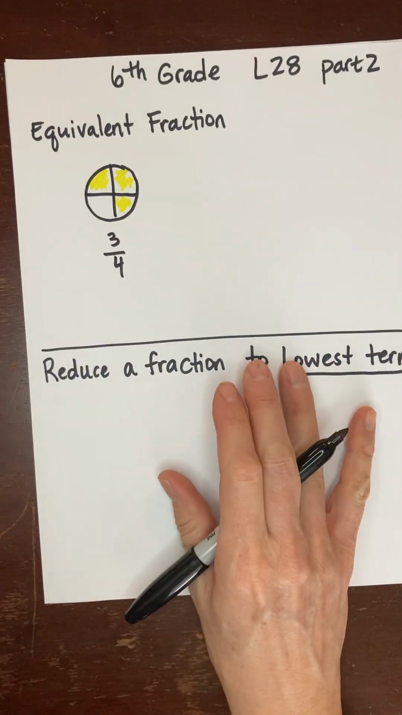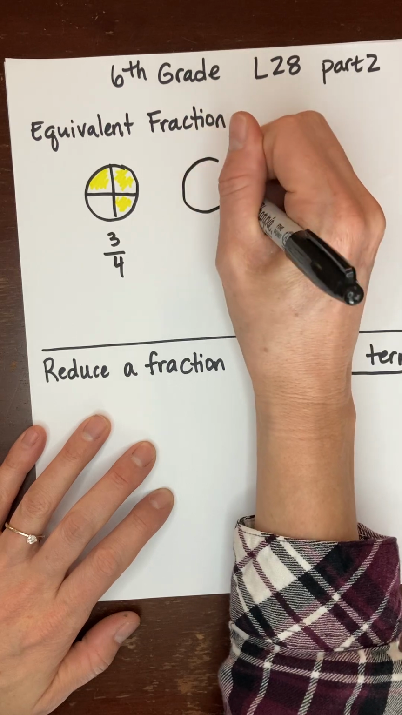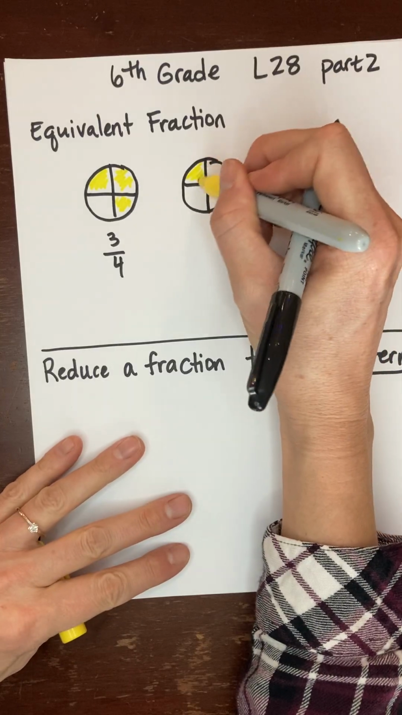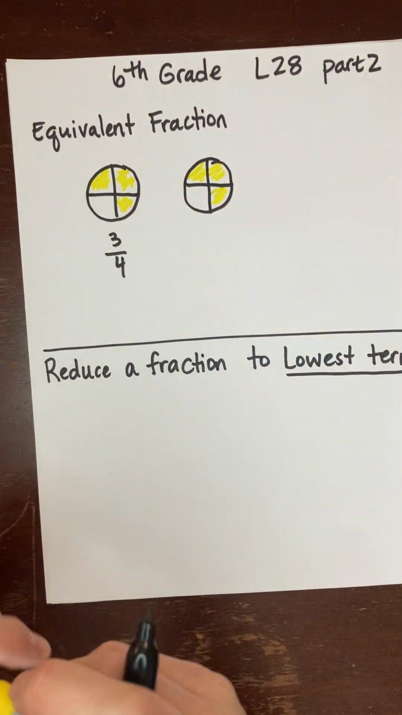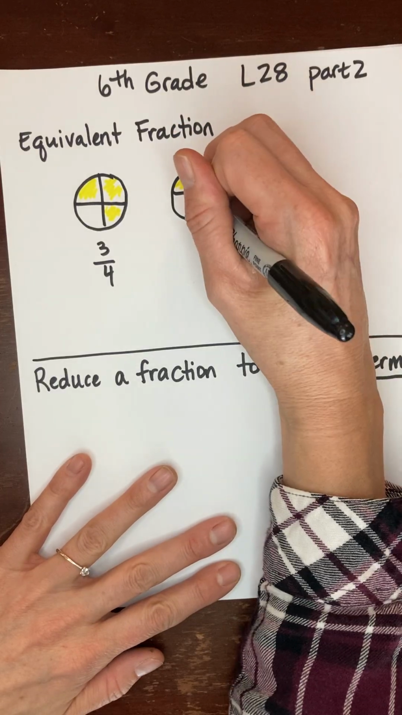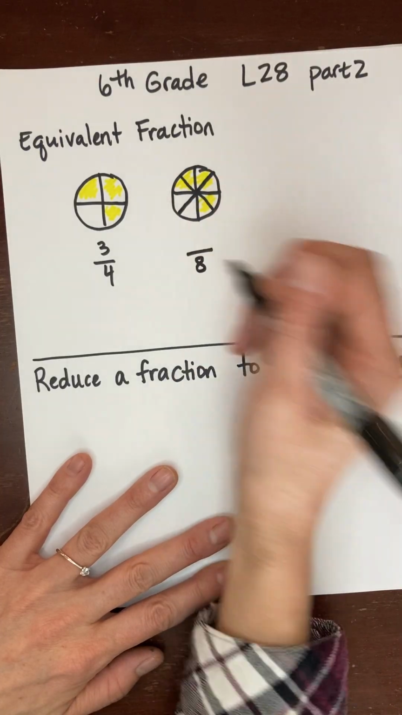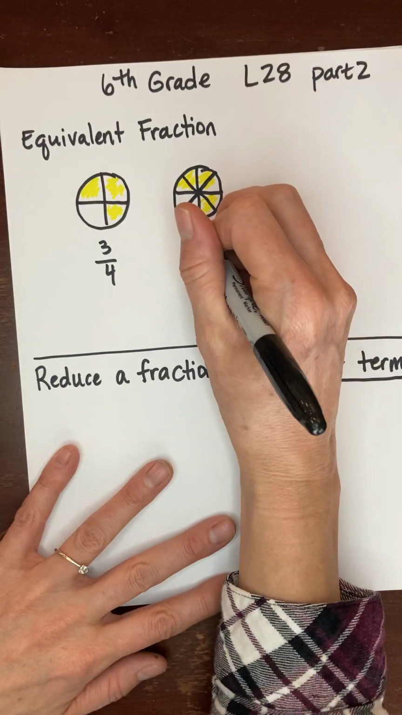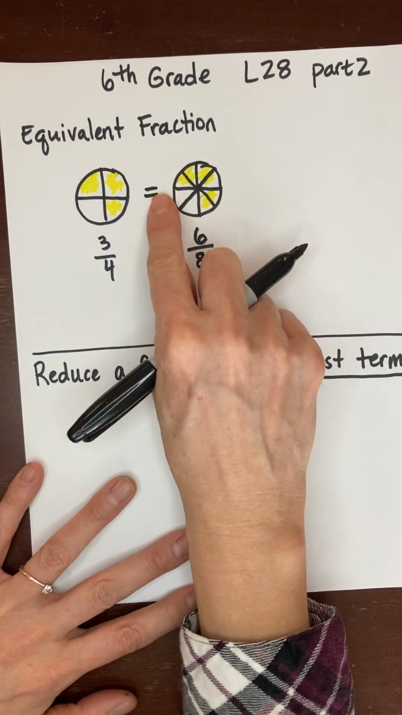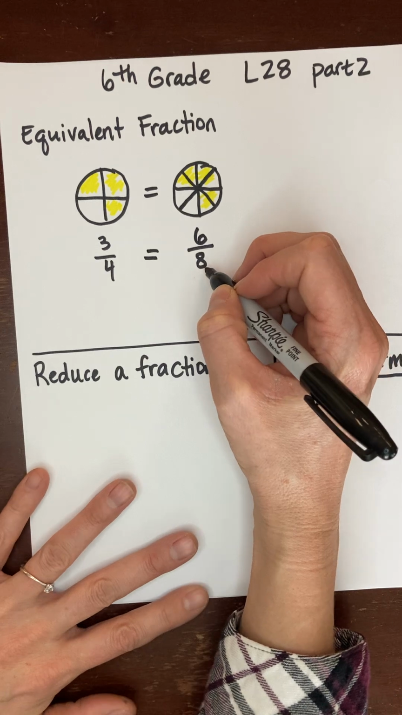Now, if we took this circle and we cut each of these slices in half, so let's create the same one over here. And let's highlight 3 out of 4. But before we write our fraction, we're actually going to cut each of these slices into 2 pieces. Okay, so now we have 2, 4, 6, 8 slices in our whole, and we have 2, 4, 6 out of the 8 pieces that are shaded. And these two fractions are what we call equivalent fractions. So 3/4 is equal to 6/8.